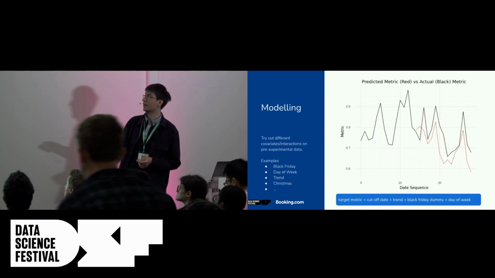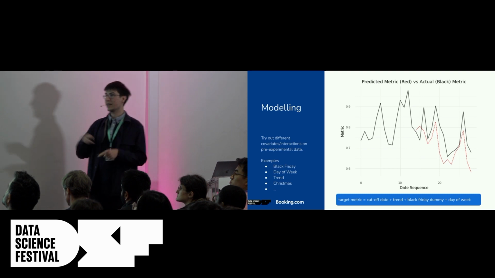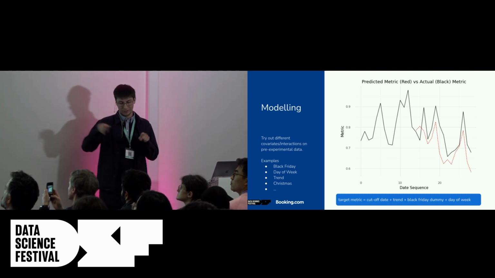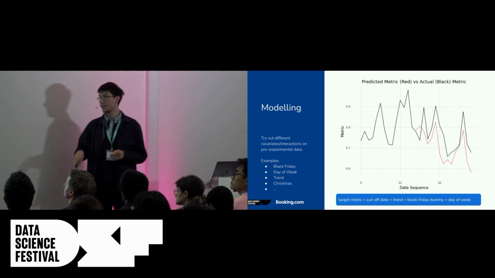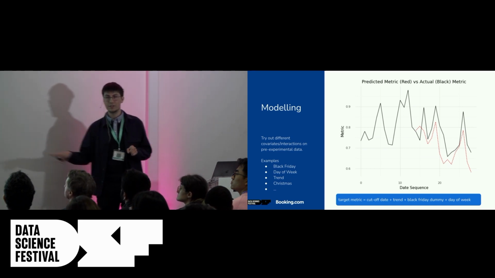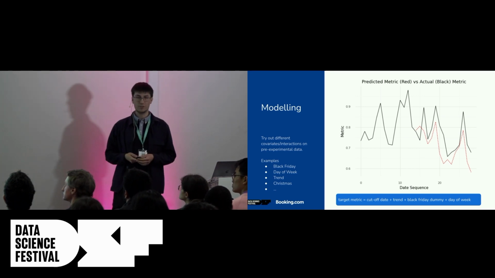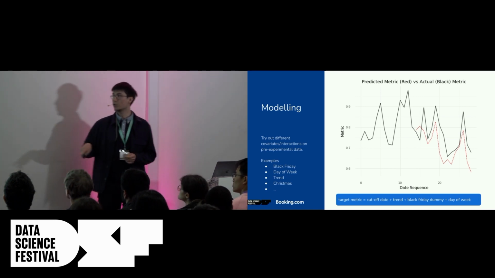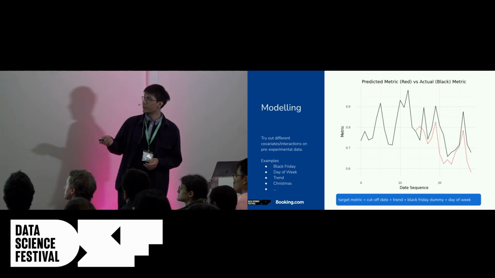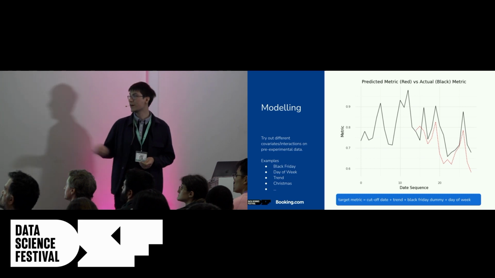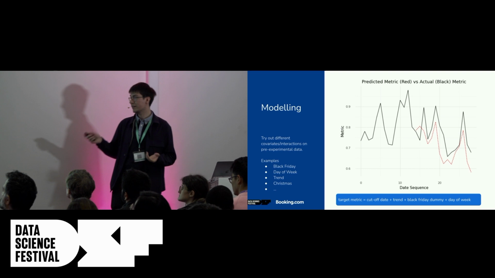And this is a very iterative process when it comes to both modeling and AA tests. You should do both at the same time, right? You try to find a stable metric, you try to model it, you take residuals, you do the t-test, and then it doesn't work. For instance, you observe lots of false positives. Then you come back to modeling, or you try to find a better metric. So we try different covariates, interactions on pre-experimental data, such as Black Friday, day of the week, trend, Christmas.